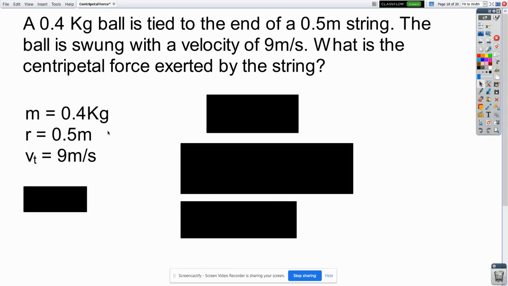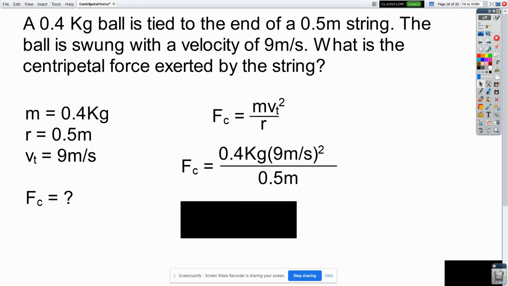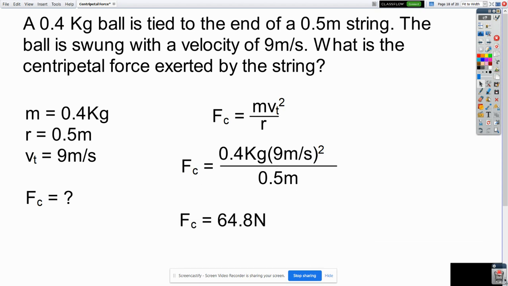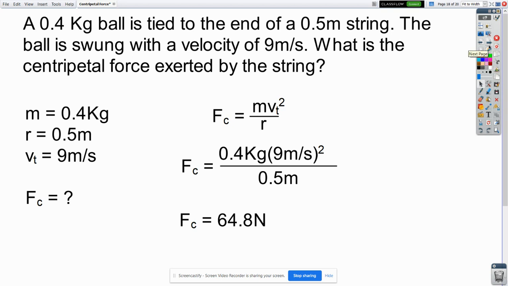Again, everything's the same here except for that tangential velocity. We're still looking for centripetal force. It is still mv_t squared over r. Again, I changed that velocity now. I doubled the velocity. I should see 4 times the centripetal force. 0.4 times 9 squared equals, divided by 0.5 is 64.8, exactly 4 times the centripetal force. So all those relationships are there.